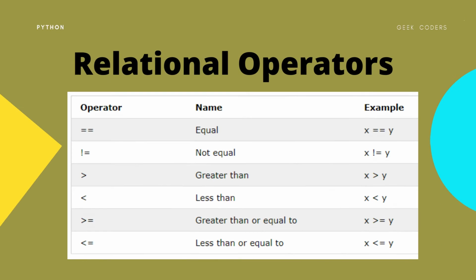Relational operators. Under relational operators, these operators come: equal to, not equal to, greater than, less than, greater than or equal to, less than or equal to. And here are some examples.